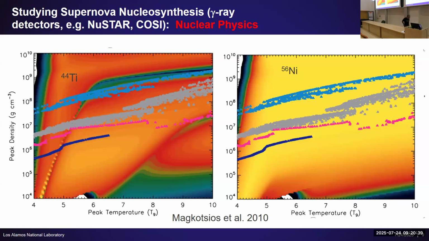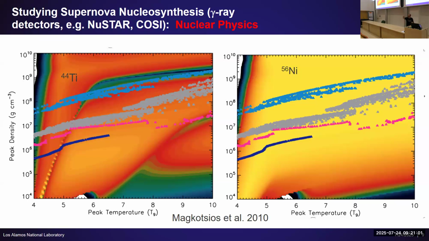Magkotzius did a detailed study where what he said is, I'm going to take material, let it get shock heated to some hot temperature, and then I'm going to cool it. And so we want to do a lot of calculations, so he chose a simple model for that shock heating. He said, I'm going to make it really hot, and then I'm either going to use a power law or exponential decay in the temperature.